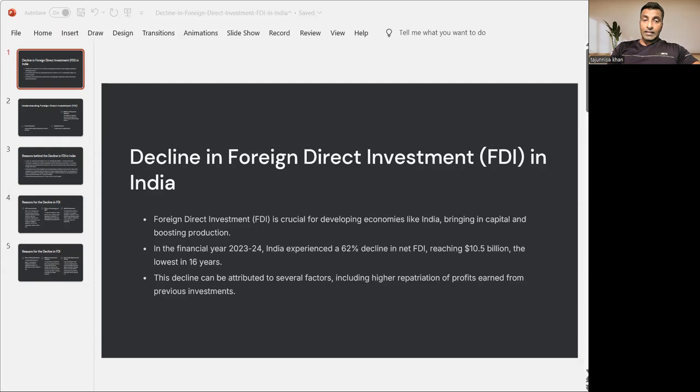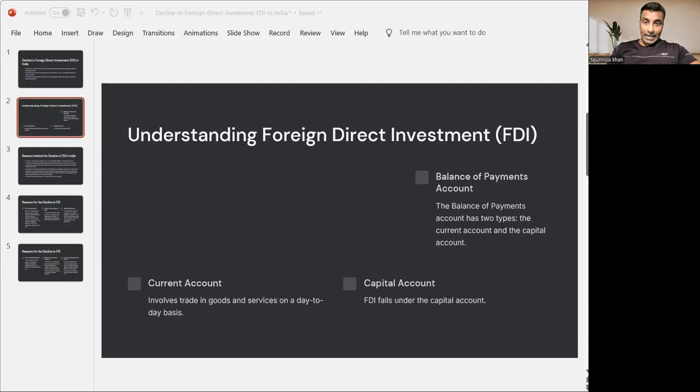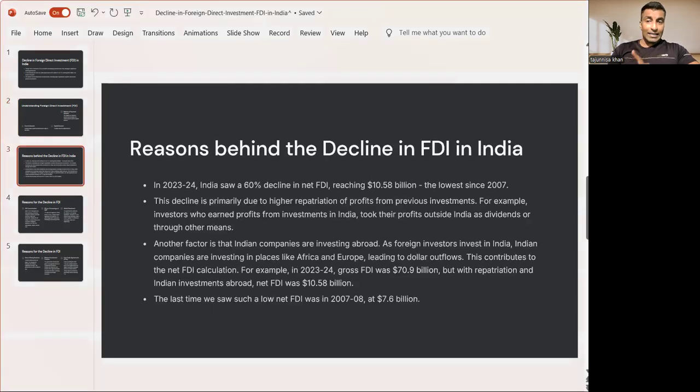So, see, guys, let's try to understand what exactly happened. When we talk about FDI, you should also be aware of the balance of payments account, which has two types: a current account and a capital account. The current account involves trade in goods and services on a day-to-day basis. However, FDI falls under the capital account. So that's the first thing that you need to understand. I hope that difference is very clear. Now let's move on to the reasons behind the decline in FDI in India.